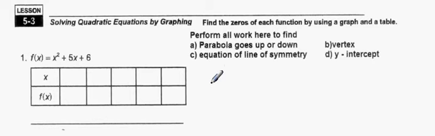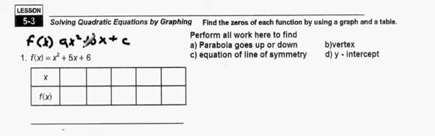So the A. Looking at x squared plus 5x plus 6, we know in general that for the function ax squared plus bx plus c, which is a quadratic equation in standard form, if A is positive, the parabola goes up. Well, our A here, even though we don't see a number, is 1. So for A, the parabola goes up.